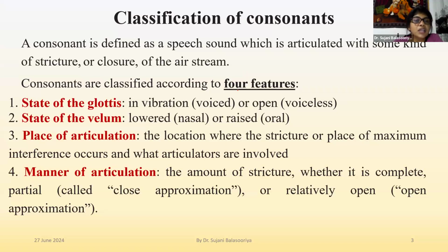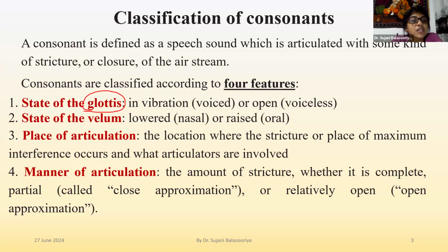So when you talk about the state of the glottis, here we are talking about what is happening inside the larynx, right? Inside the larynx, we have the vocal cords. The vocal cords are vibrating, right? So sometimes vocal cords are highly vibrating and sometimes they are not that much highly vibrating. Accordingly, the particular consonant sound which is going to be produced will be either voiced consonant or voiceless consonant. Whether the consonant is voiced or voiceless is decided by the first feature, state of the glottis.